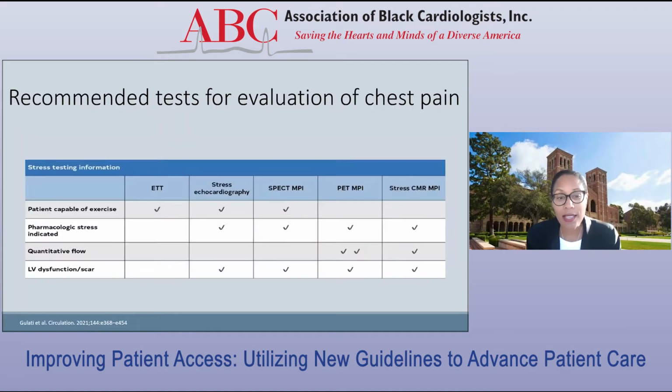Okay, but these are the tests that are sometimes recommended. This is again from the guidelines. It's just a standard old exercise treadmill test. And for people who have a completely normal ECG, that's the first test that's recommended mostly. Stress echo, stress myocardial perfusion imaging, PET MPI, or cardiac MR MPI. Those are all tests that can happen. And again, we hope that everyone will have coverage. As Dr. Ferdinand mentioned, not everyone does.